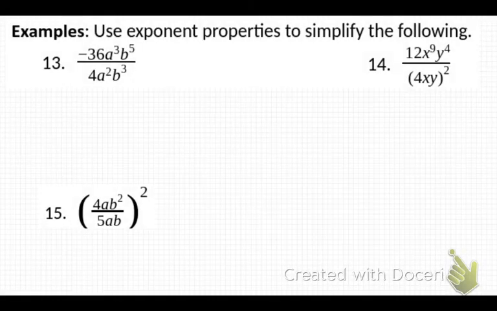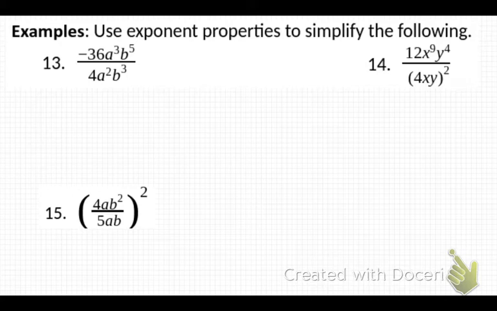Okay, so I'm going to skip number 13, okay? Because if we can do number 14, number 13 is embedded within it. So number 14 has one additional step. So that's the one we're going to start with. So on number 14, I have a division sign, which means use the quotient rule. What else do I have on number 14?